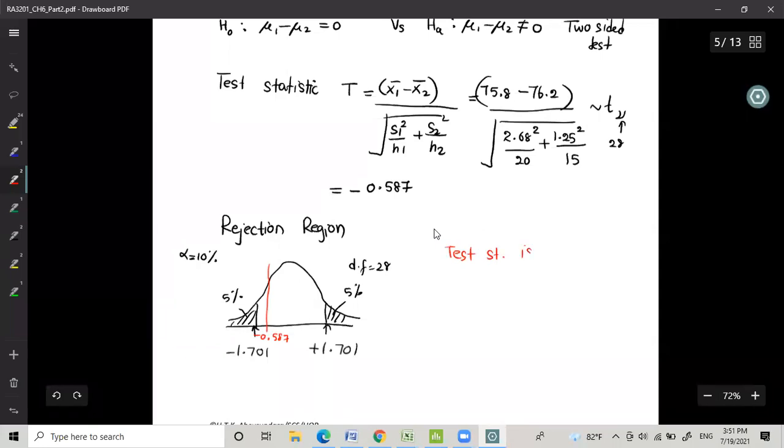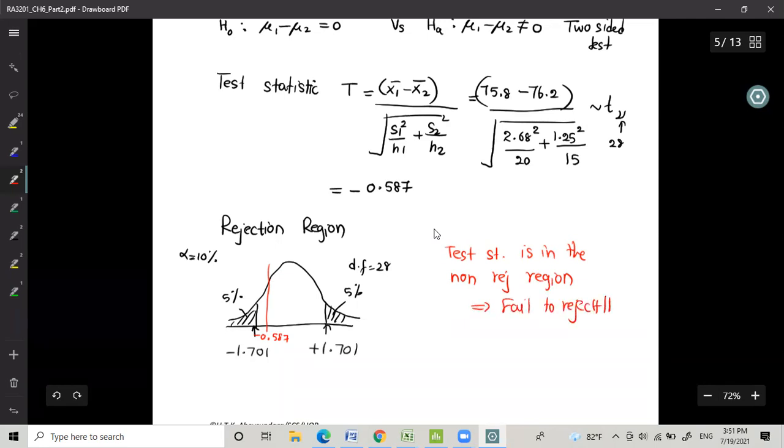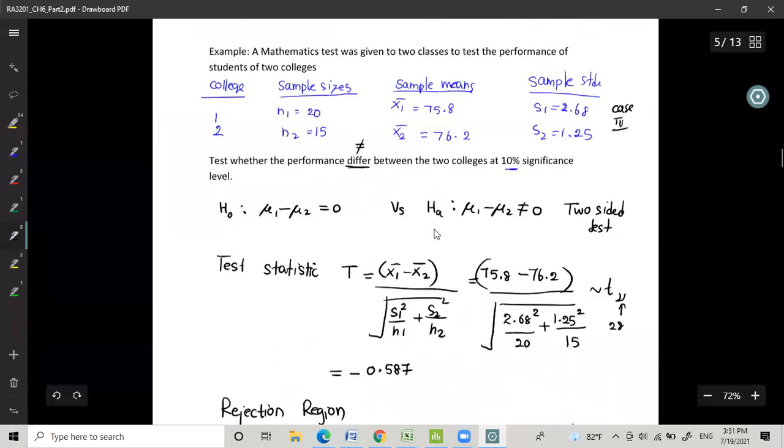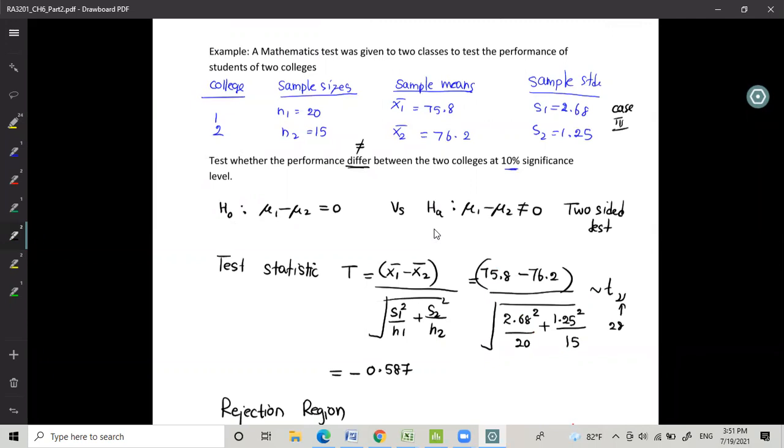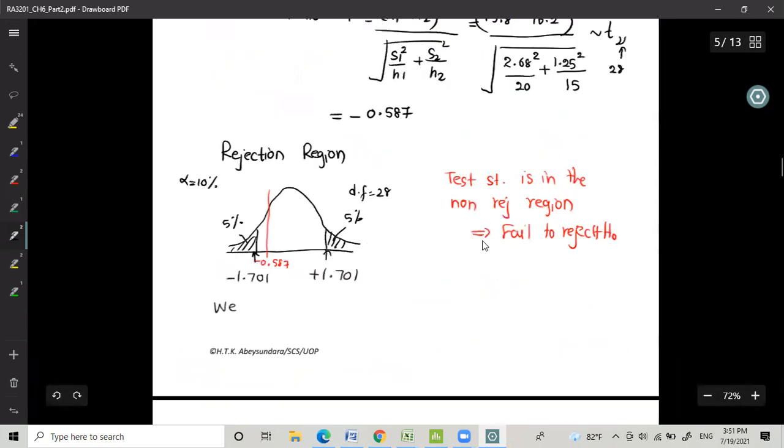So what is your conclusion? The test statistic is in the non-rejection region. So what happens? We fail to reject H0. If you fail to reject H0, you can't conclude this, right? So you cannot say that actually there is a difference. You cannot conclude that the average of the first one is not equal to the second one. Because you fail to reject H0, you cannot conclude what you wanted.